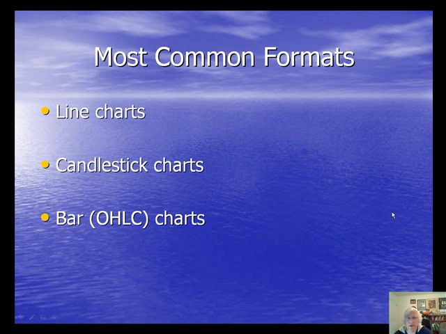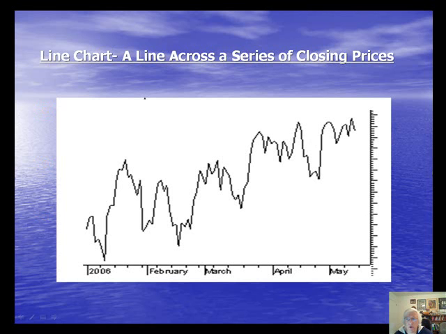Now there are three very common formats when looking at price charts. The line charts are the simplest form, and then we have the candlestick charts and the bar charts, or OHLC charts, which give more information than the line charts. So let's start by focusing in on the first one, the line chart, which is the simplest one.